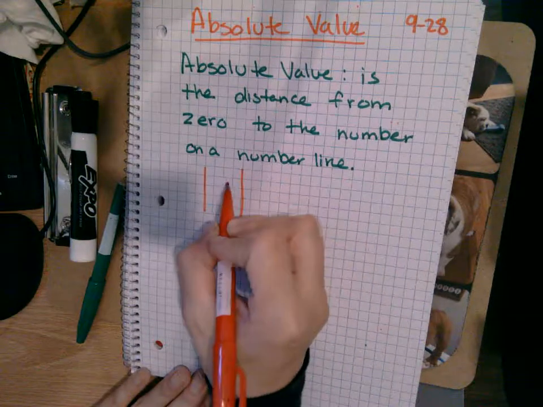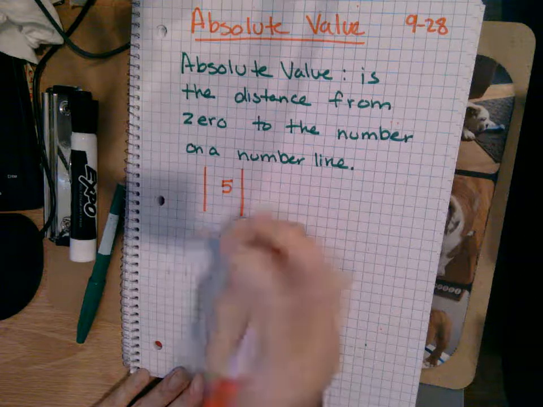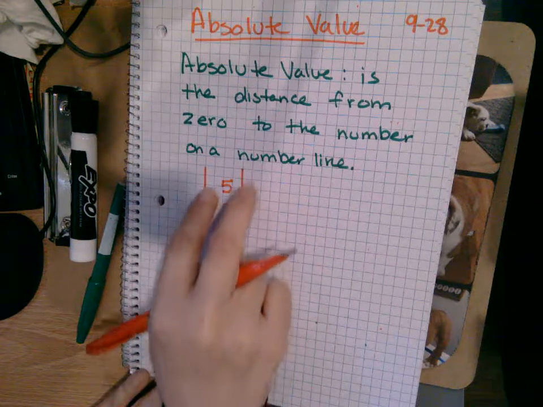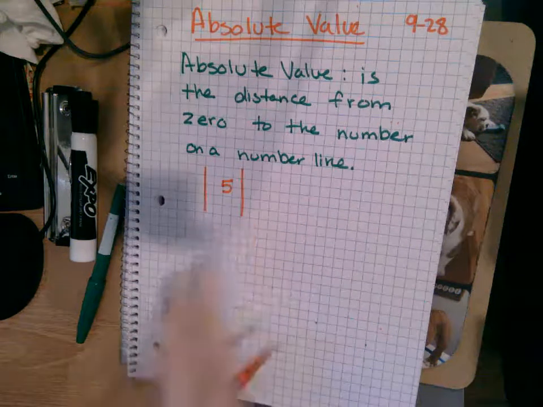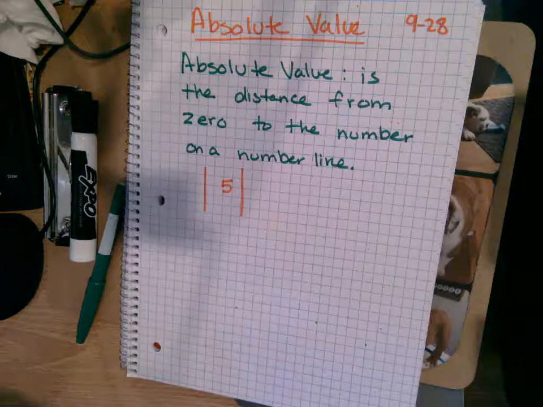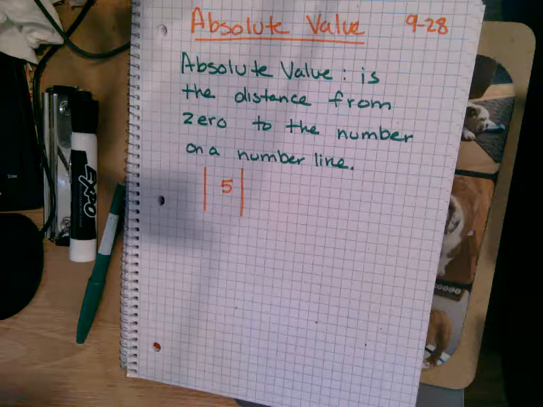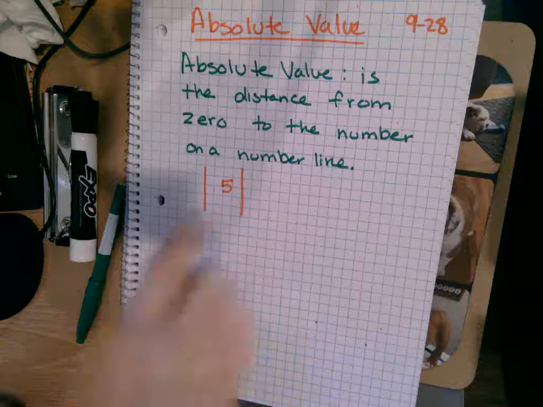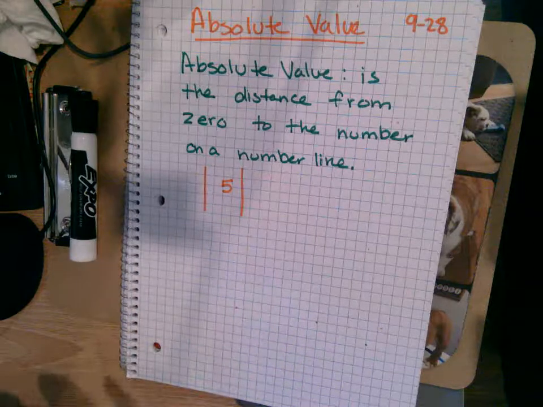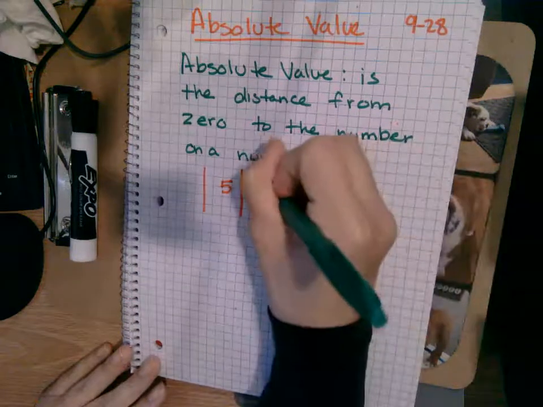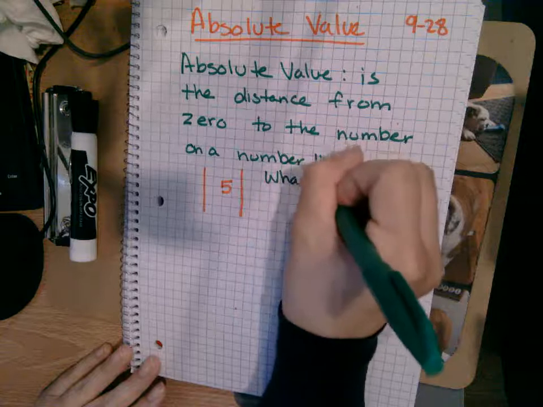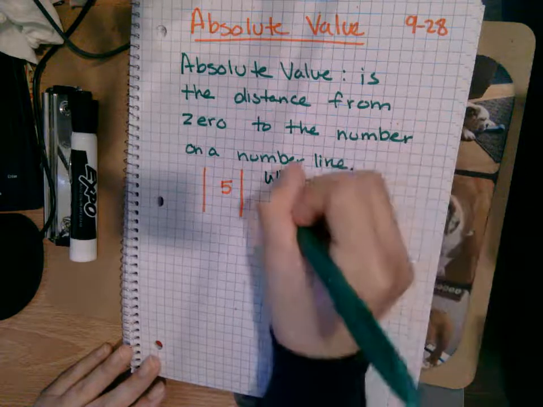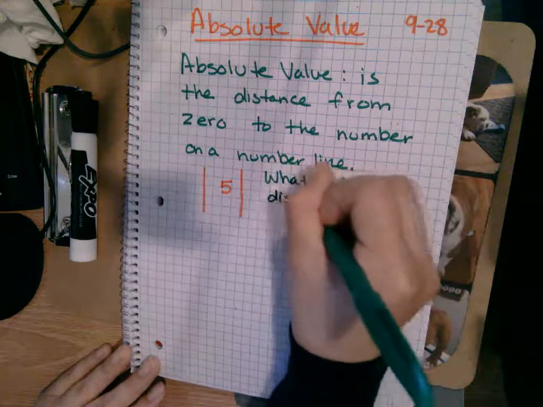So in here, you'll have a number inside. These are absolute value bars. They sometimes act like parentheses, but they're super special. What this says is actually a math problem. It says the math problem is, what is the distance?